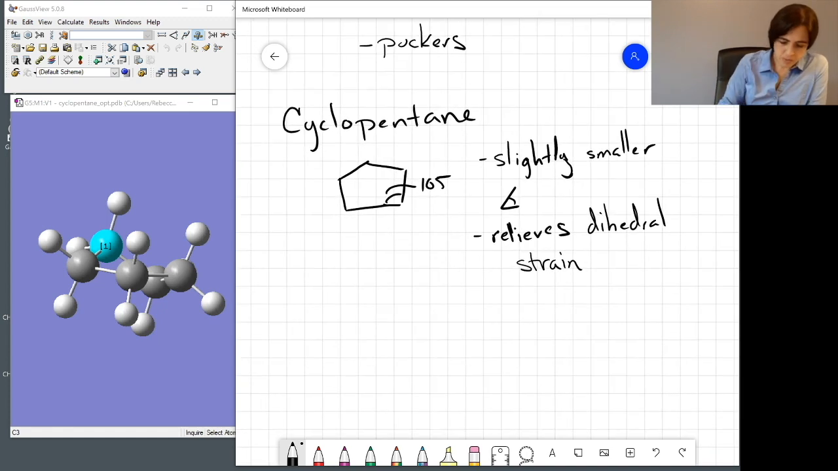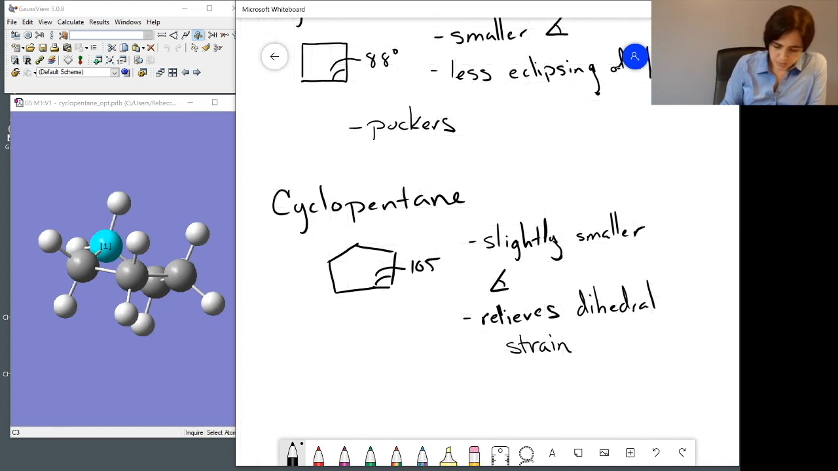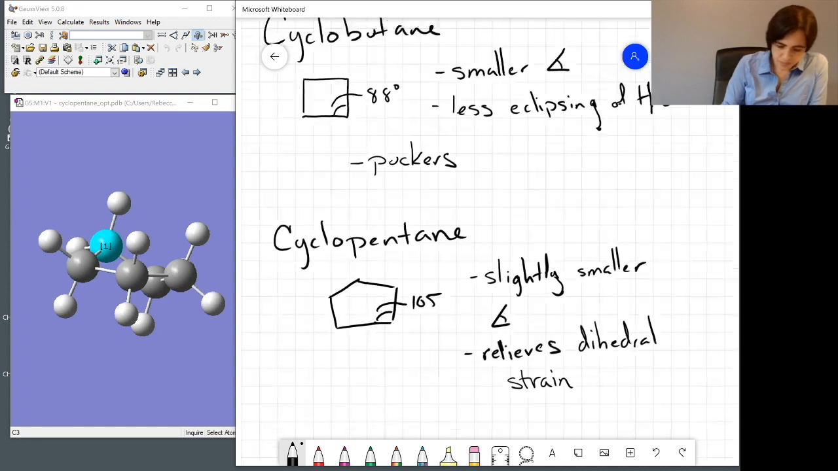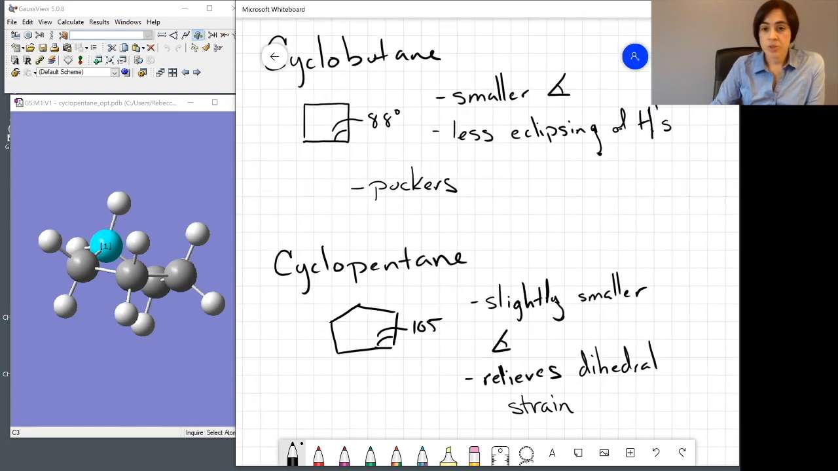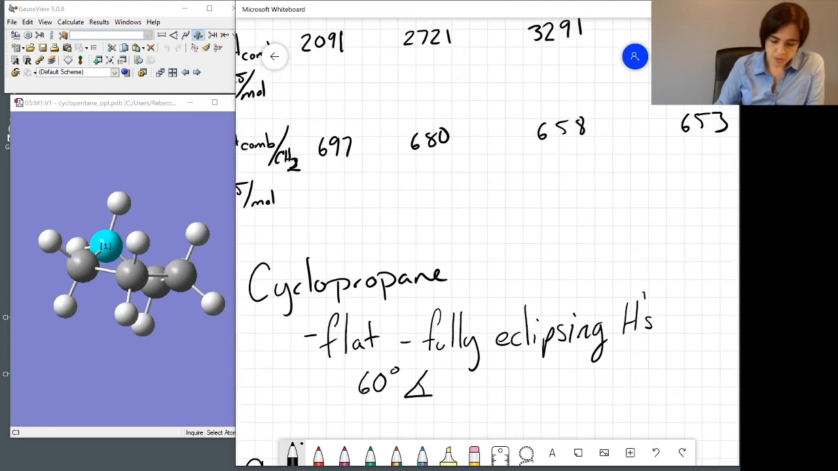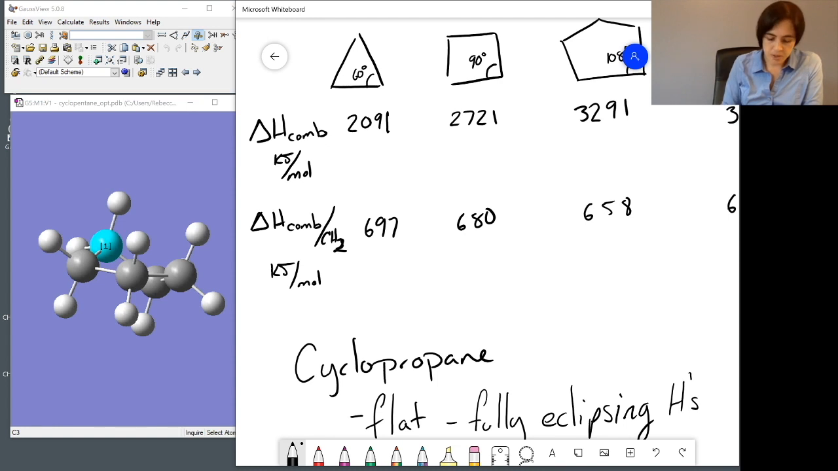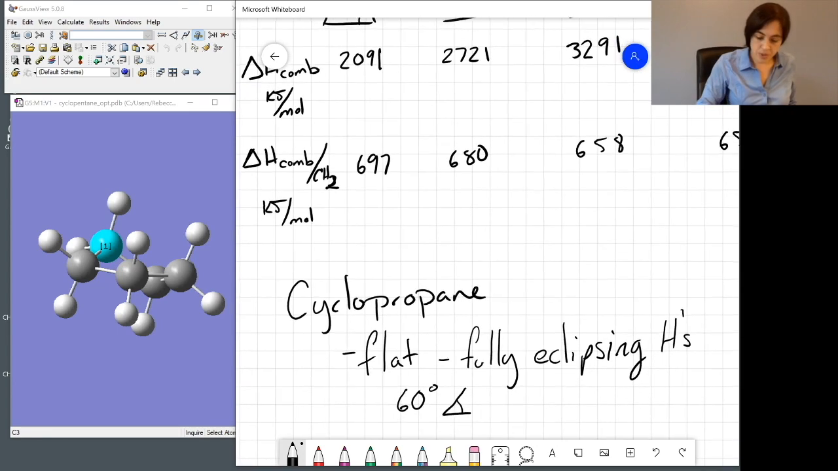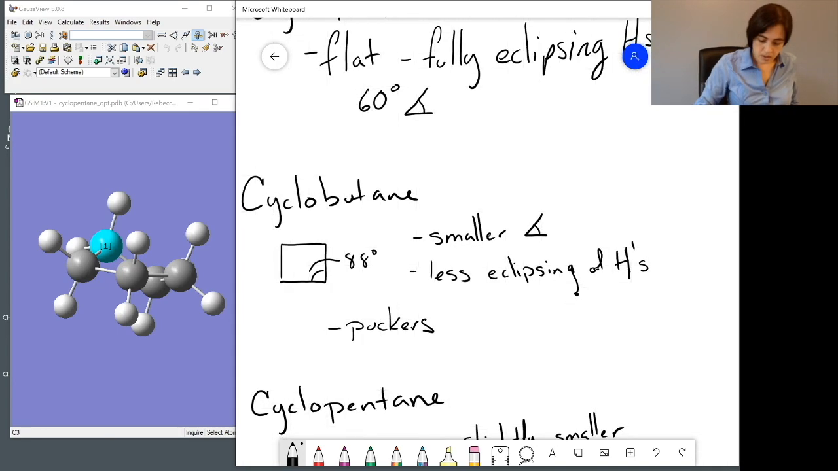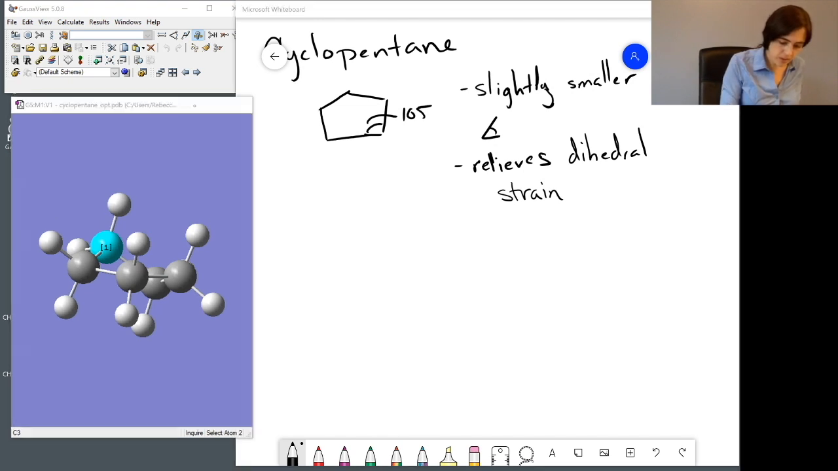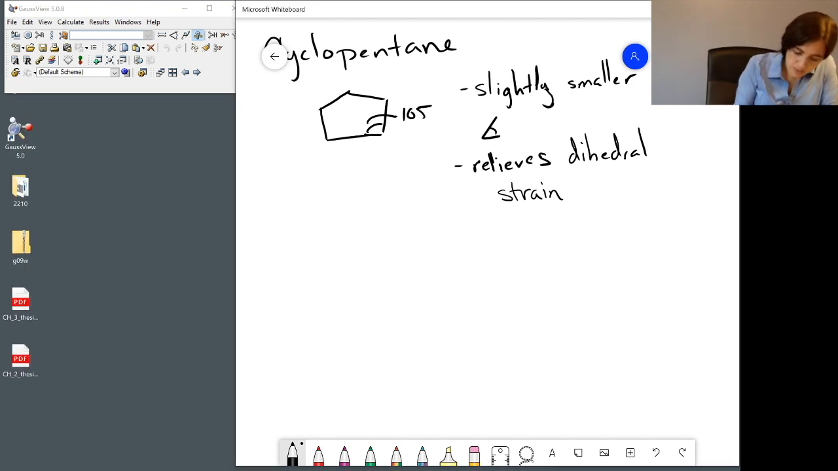Okay, and so if we look at this, we're getting closer and closer to ideal. And if we come back to our heats of combustion per CH2, or normalized heats of combustion, we can see that as we're getting closer and closer to the ideal, we're decreasing the amount of energy per CH2. So our final one is cyclohexane.